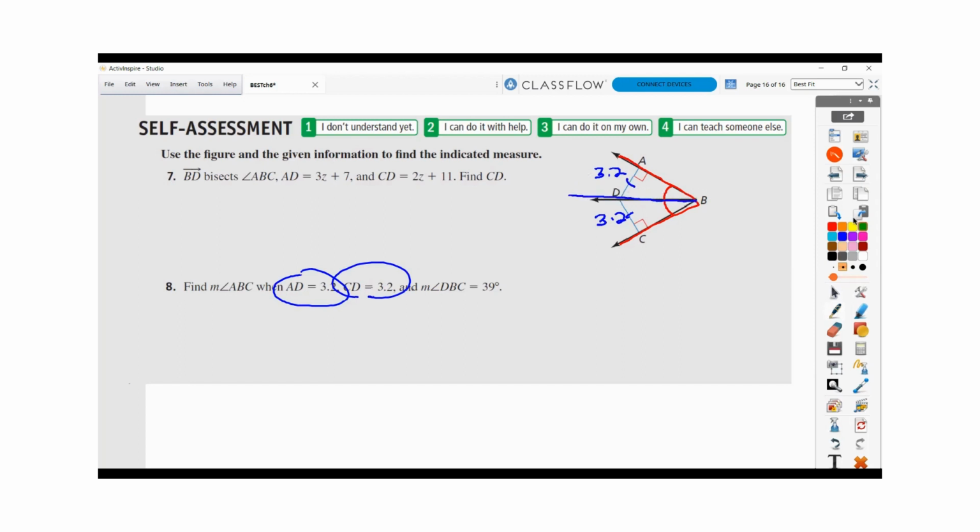So if they tell me that the measure of angle DBC is 39, DBC, that angle there measures 39 degrees, then the one up above it would also measure 39 degrees. So the entire angle would be 39 times 2, or 78 degrees. So the answer for this, the measure of angle ABC, is 78 degrees.